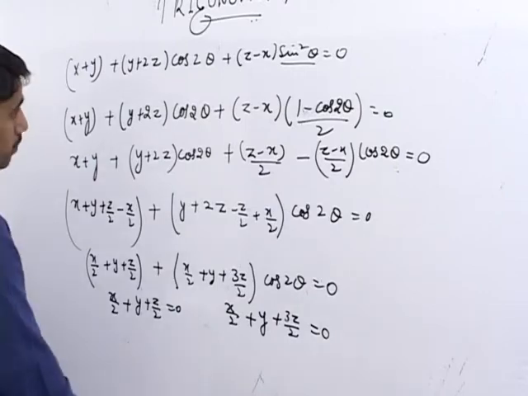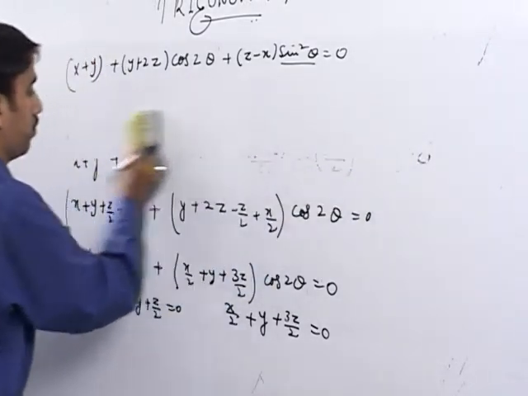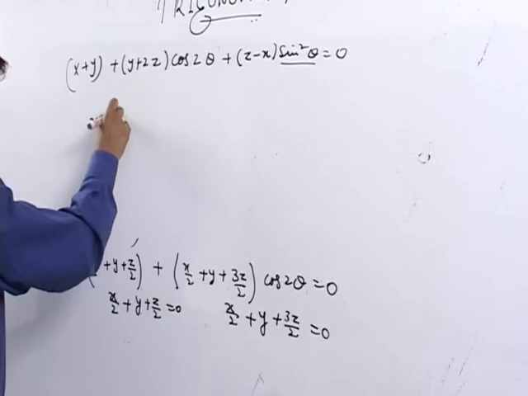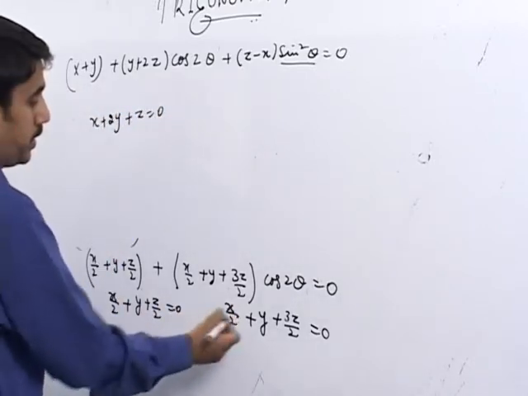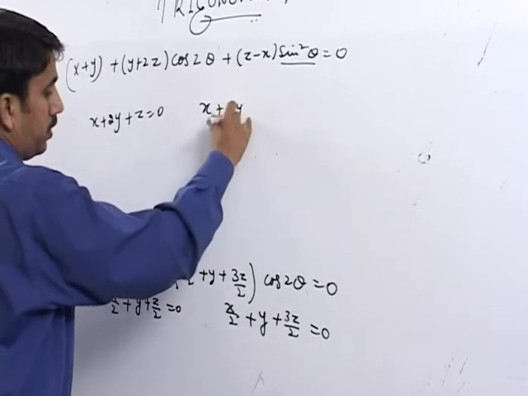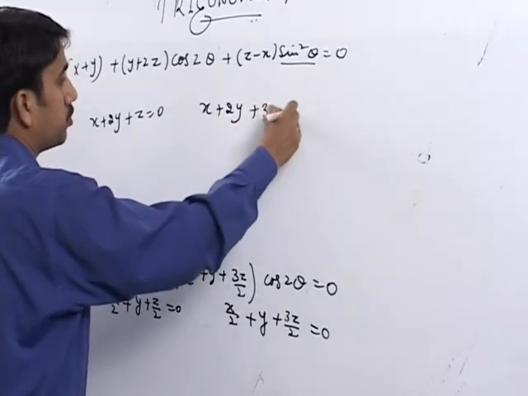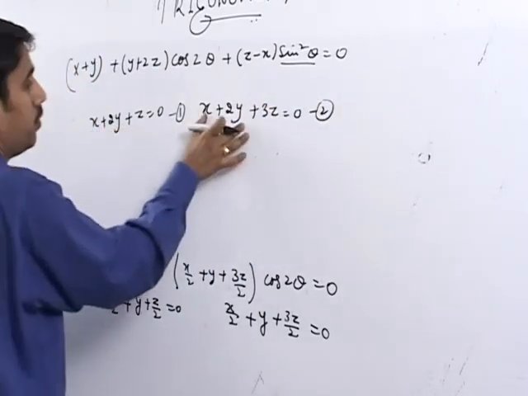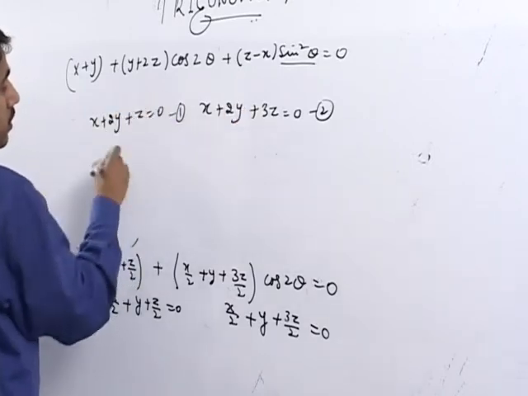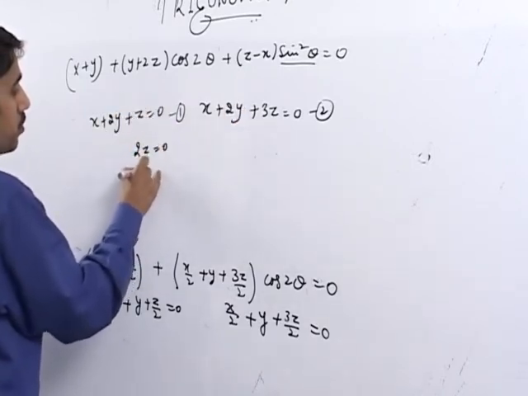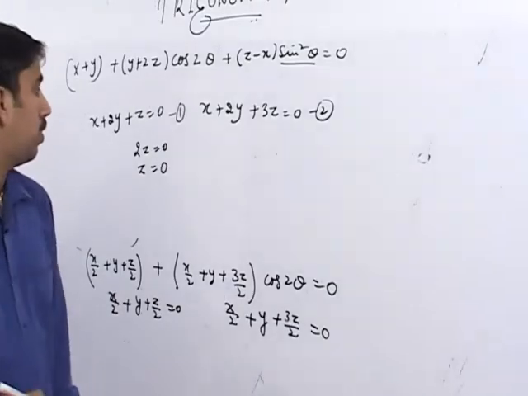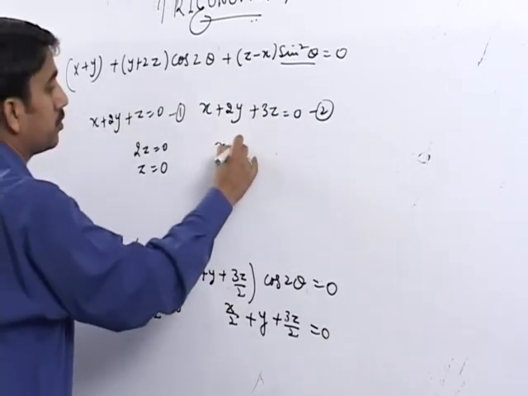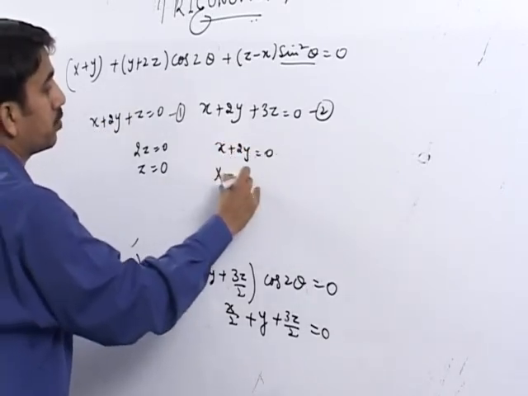Now when you simplify it, you will get x plus 2y plus z is equal to 0, and here you will get x plus 2y plus 3z is equal to 0, and this is 1 and this is 2. When you simplify it, this term and this term will be cancelled out, and you are left with 3z minus z is 2z is equal to 0, that means z is equal to 0. Now when you put this z is equal to 0 in first equation, you will get x plus 2y is equal to 0, that means x is equal to minus 2y.